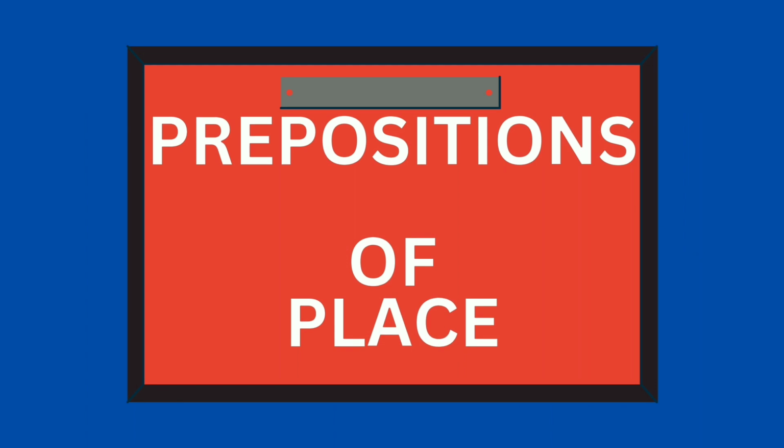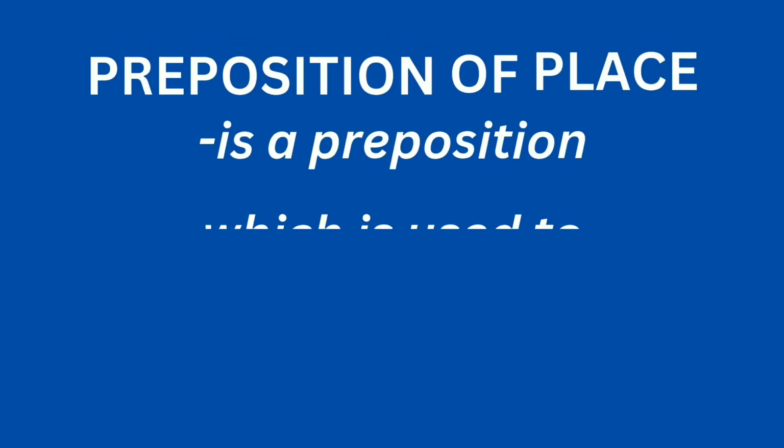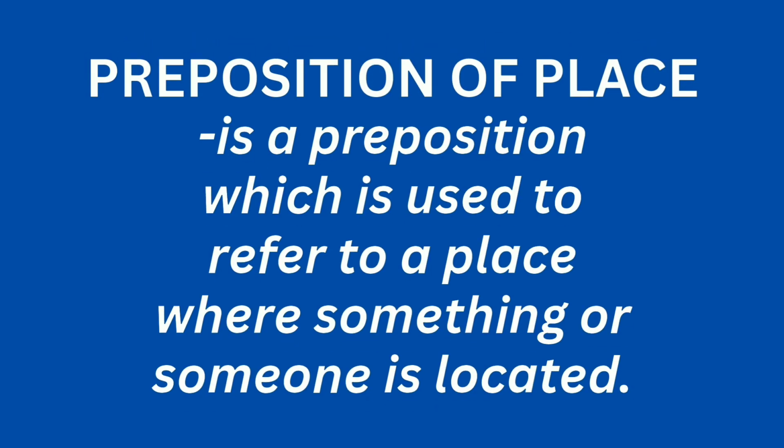Now you are going to learn the prepositions of place. What is preposition of place? It is a preposition which is used to refer to a place where something or someone is located.